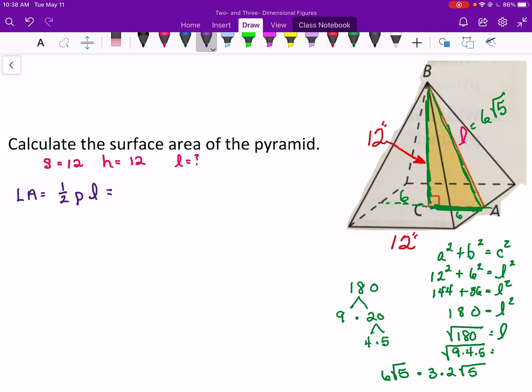All right, so here we go. 1/2 the perimeter. There are 4 sides. They are all 12 long, so I'll take 4 times 12 to get my perimeter. And then my slant height is 6 square roots of 5. Plug it in your calculator. 4 times 12 divided by 2 times 6 times the square root of 5 gives me, all right, this will be interesting for you. Here's what it turns out to be. We're going to talk about rounding.